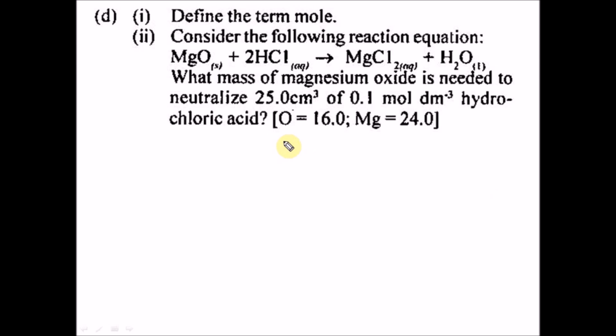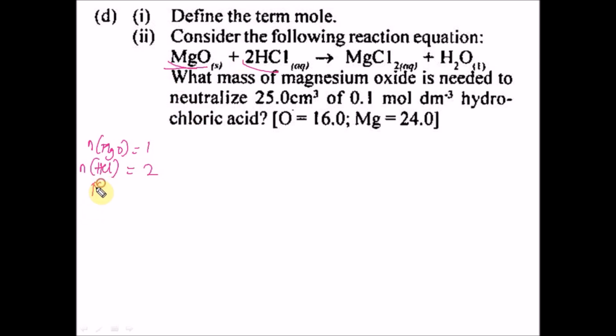From the reaction here, you can see that the number of moles of magnesium oxide reacting is 1, while the number of moles of hydrochloric acid is 2. Okay, now molar mass. We know the molar mass of a compound is adding the individual masses of the reacting elements.